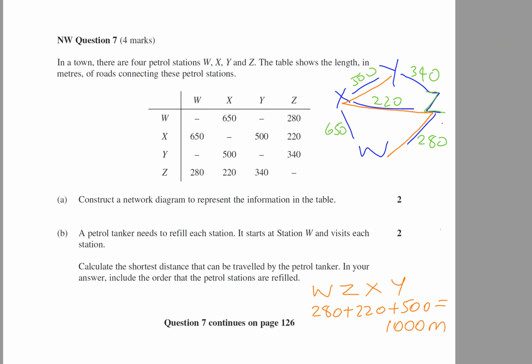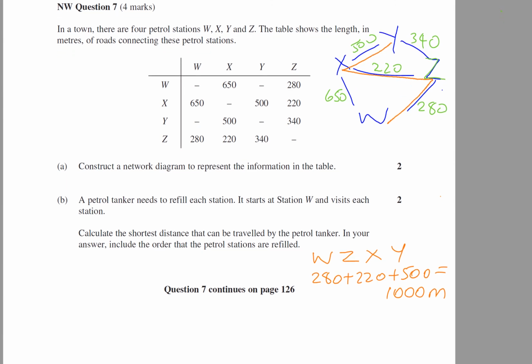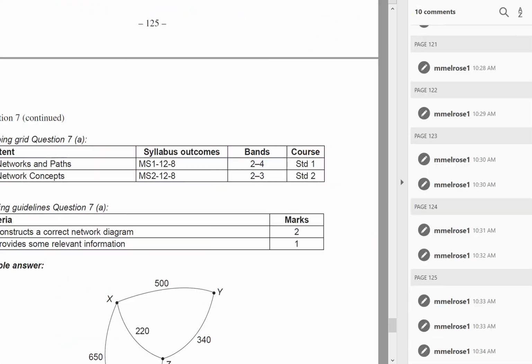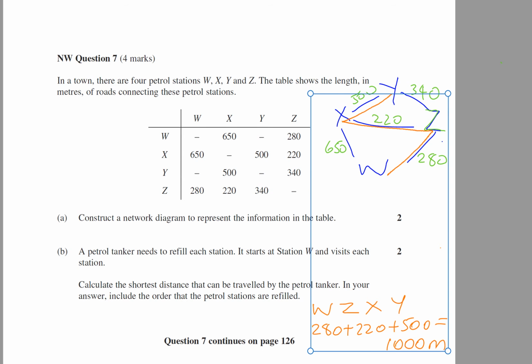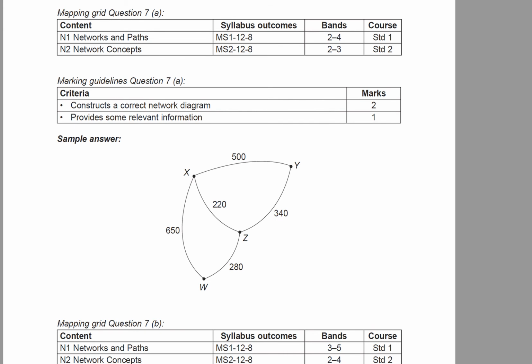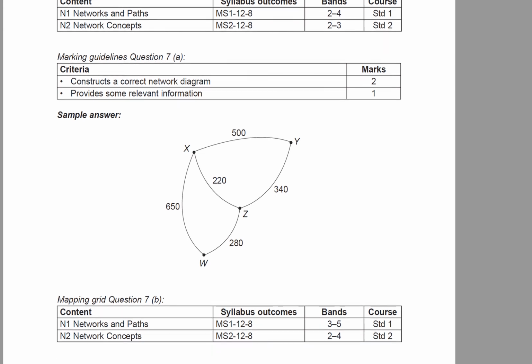I can try the combinations. I can go WX, YZ, and go WX, ZY, and I'll find out that it's greater than 1,000. So you'll find out that that'll be the shortest route. Their diagram can be slightly different. It's still the same thing. You still have the same values for the distance between each petrol station. So they also get 1,000 as the answer there.